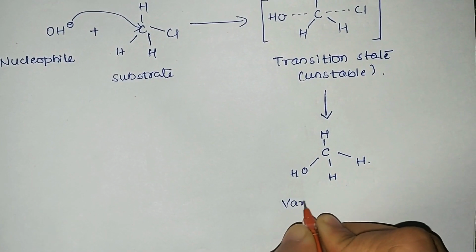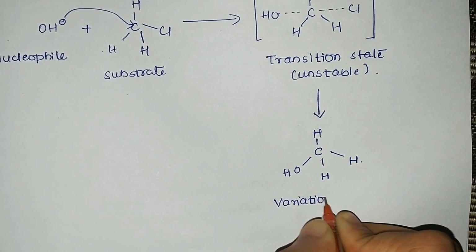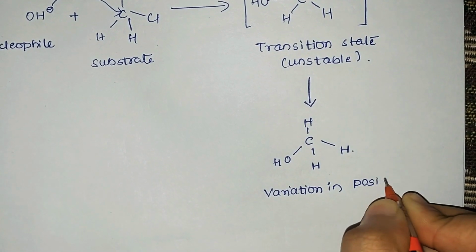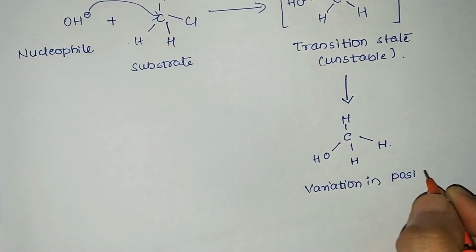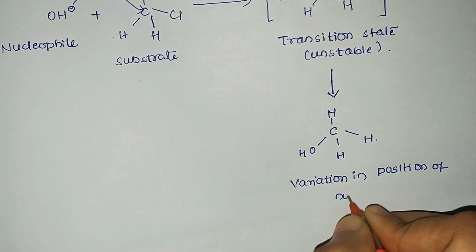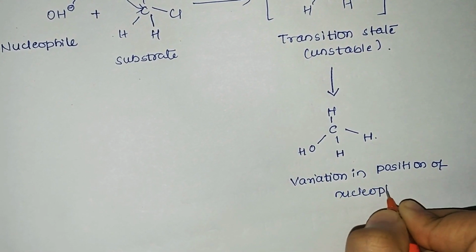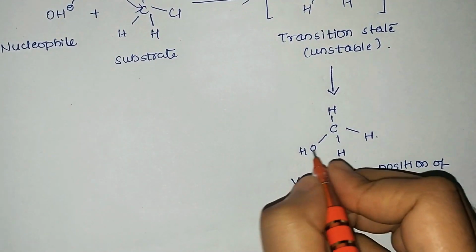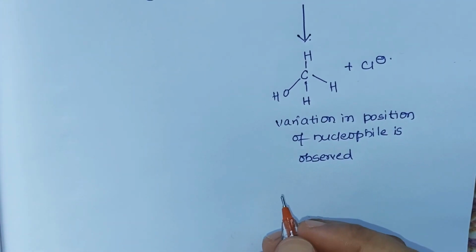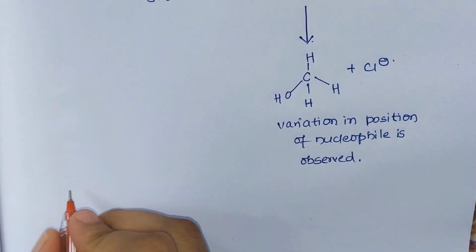What is the change we observe in the product and that of the reactant? When you compare the product and reactant, you observe a variation in the position of the nucleophile. That is, in the reactant you have the nucleophile on the right side, and in the product on the left side. So this is the variation that we observe in the structure of the reactant and product.